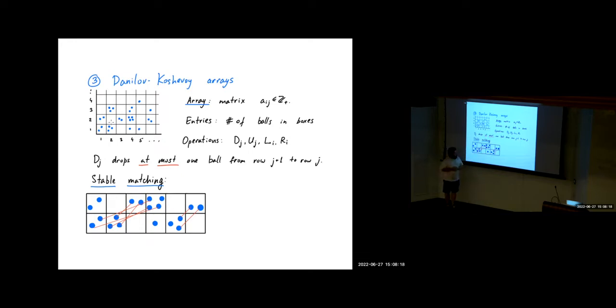Okay, so after I have constructed such a matching, let me take the rightmost free ball in the top row and drop it down.